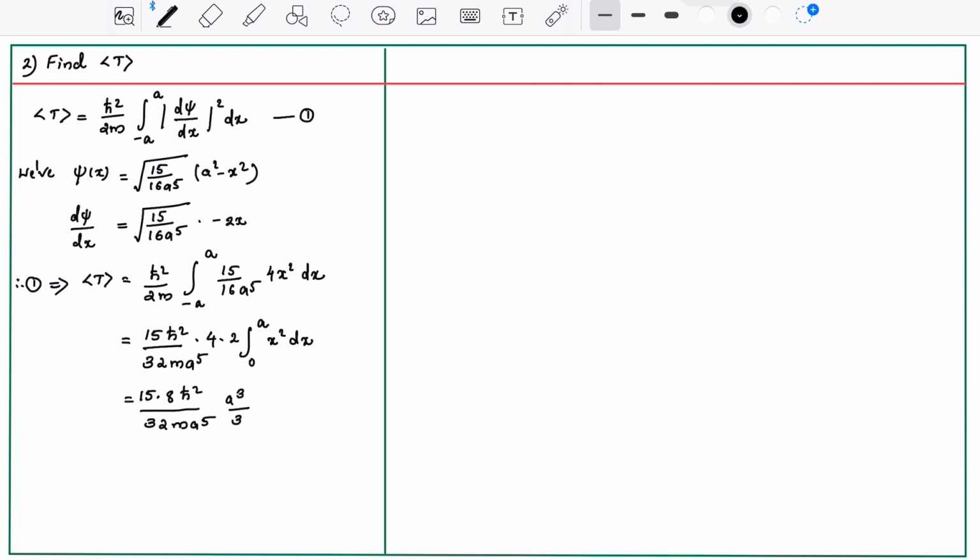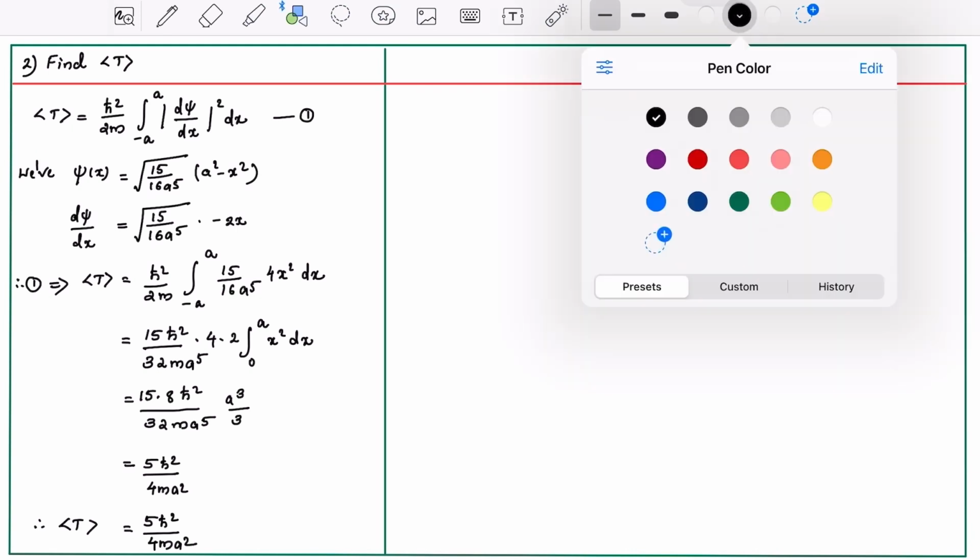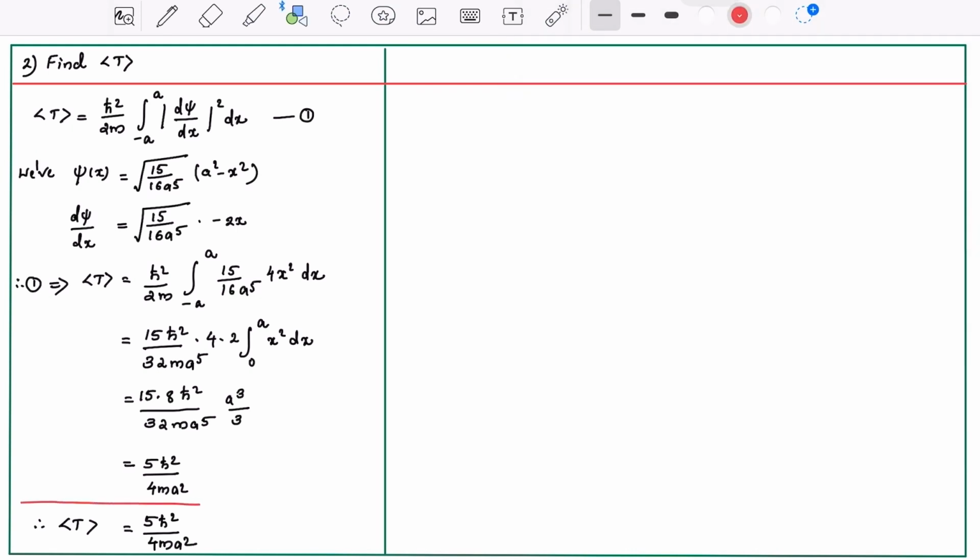Now let us simplify the expression, that is equal to 5 ħ² by 4m a². That is, the expectation value of kinetic energy is 5 by 4 ħ² by m a². Thus we have obtained the expectation value of kinetic energy.